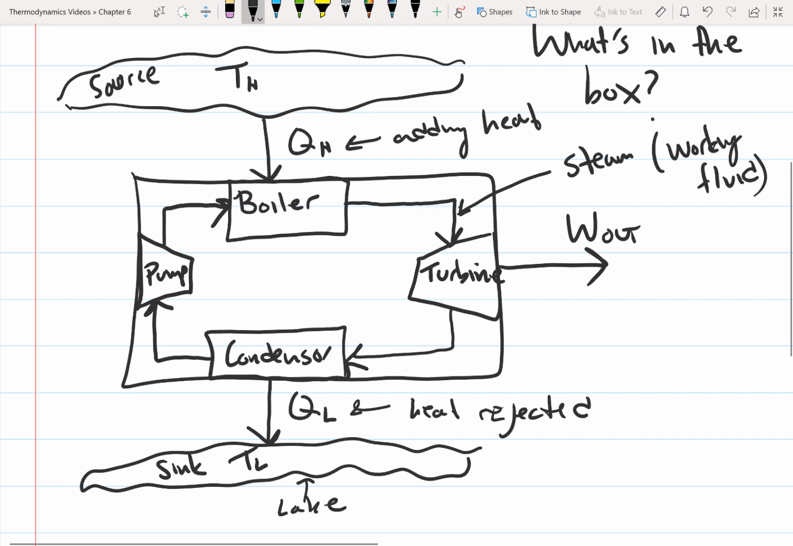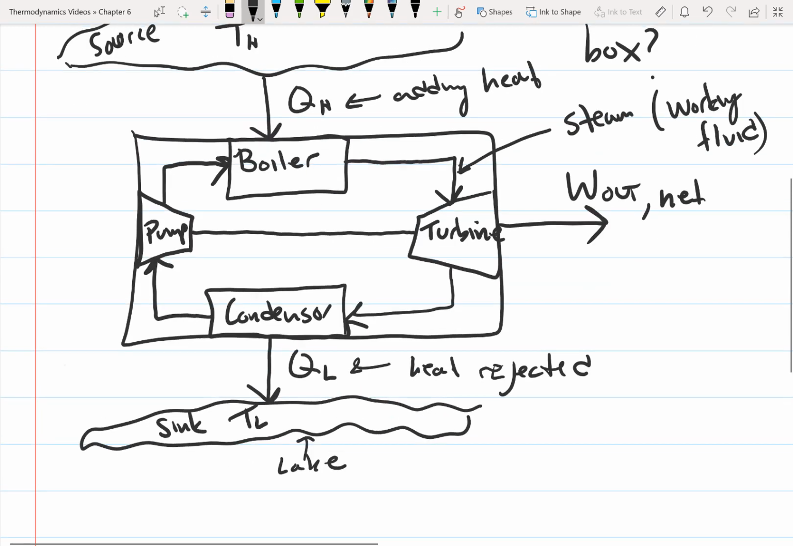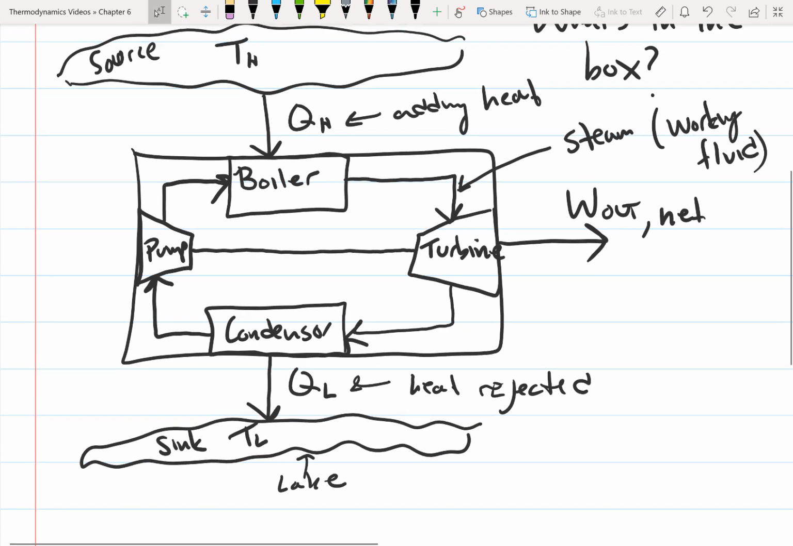And one thing to notice is the pump is going to require some work input, because remember, pumps require work. So the pump is usually attached to the turbine, and it's going to get its work from the turbine. So this work out from the steam power plant is actually going to be net work out. So it's going to be the work from the turbine minus the work that was supplied to the pump from the turbine.